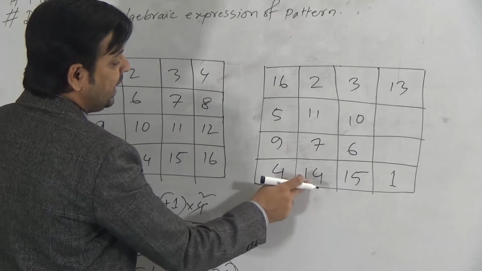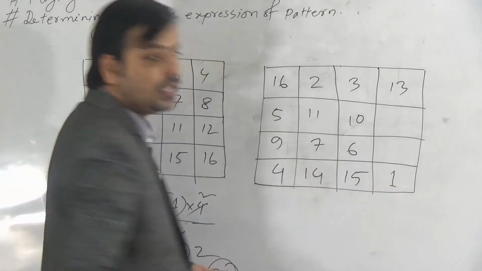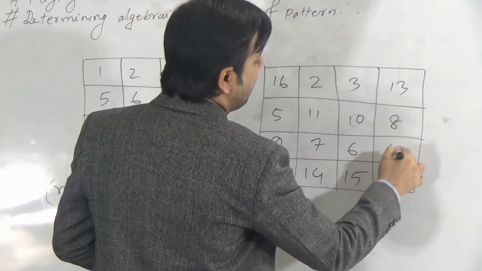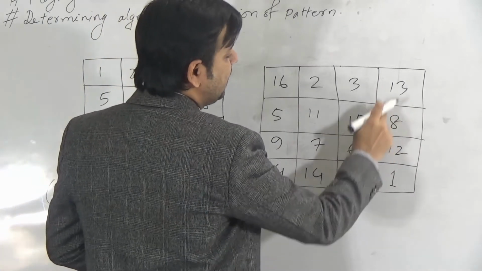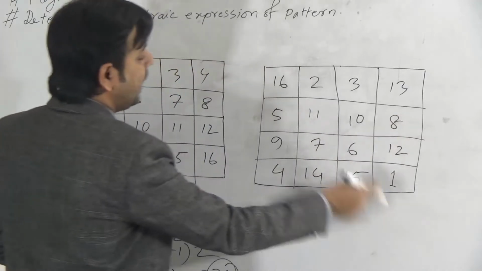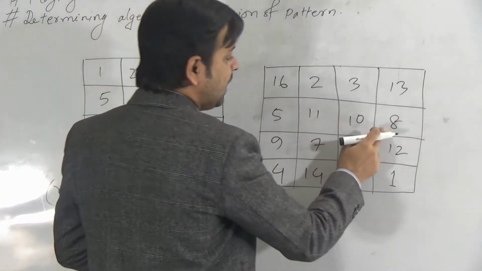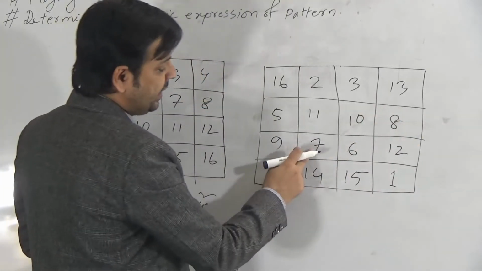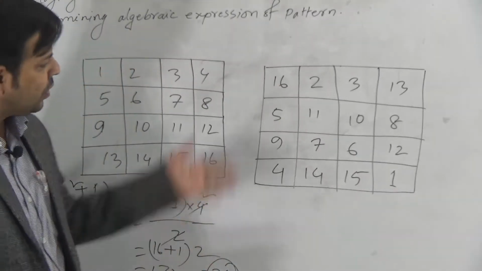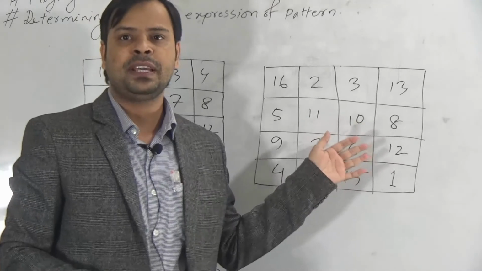Now add 4, 14, 18 and 15, that is 33 and 1, 34. Now these two numbers are 8 and 12, you can check. 8 and 13 is 21 and 12, 33 and 1, 34. And check in this way, 5, 11, 16 and 10, 26 and 8, that is 34. 9, 7, 16 and 6, 22, 22 and 12, that is 34. So you can add horizontally, vertically or diagonally, the sum will be 34.